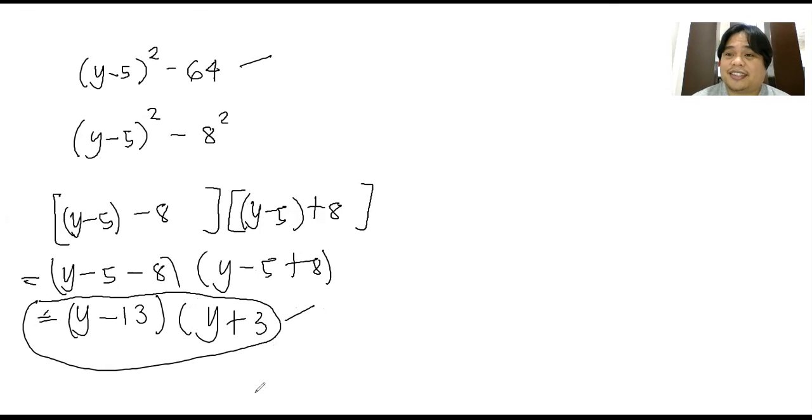Easy, right? So I hope, there you go again. I hope you were able to understand now how to factor the difference of squares.